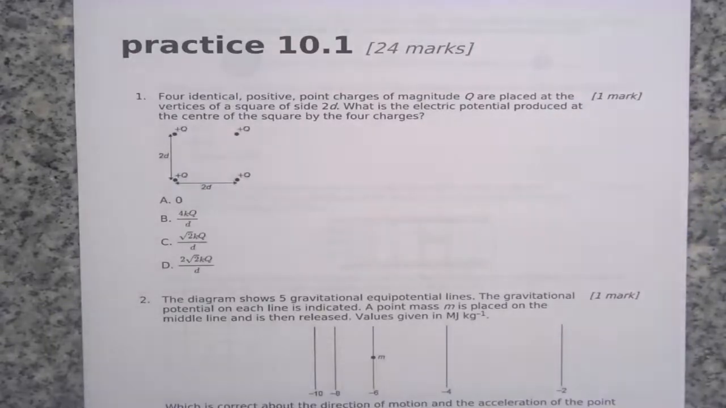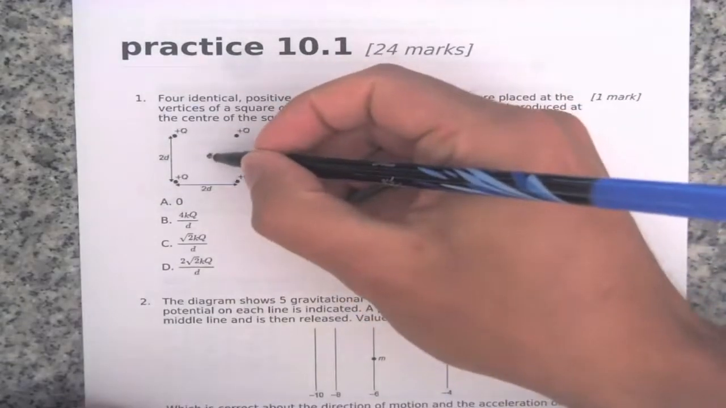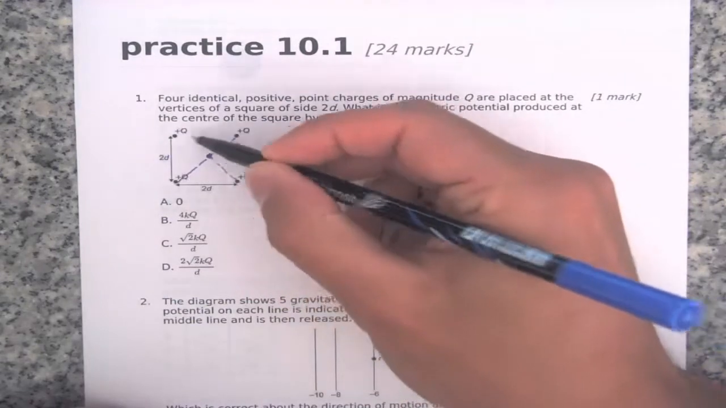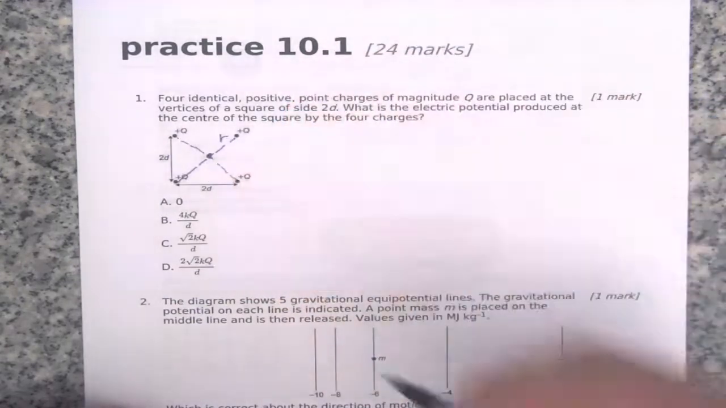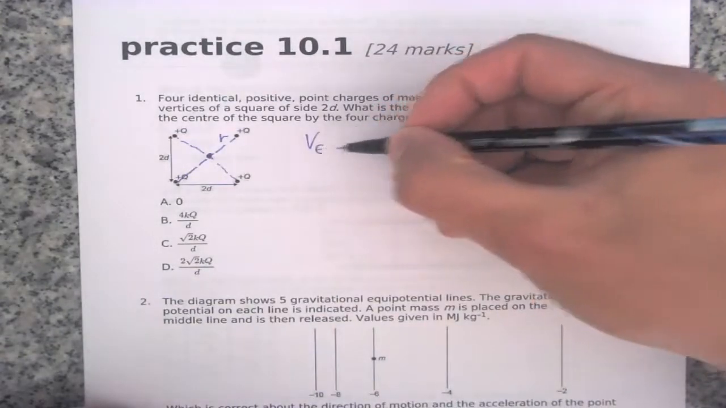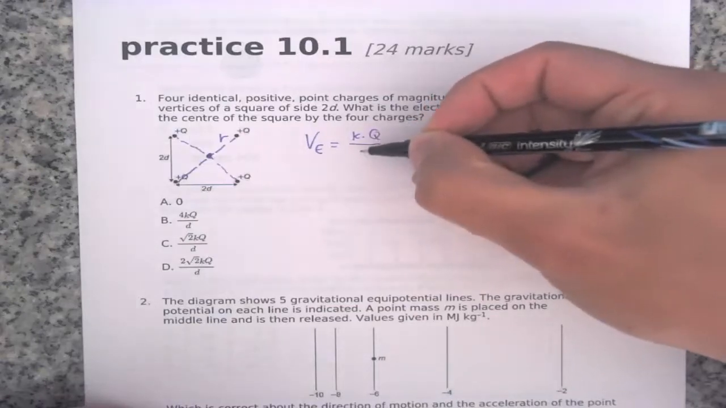So number one, it says 4 identical positive point charges of magnitude Q are placed at the vertices of a square of side 2D. What is the electric potential produced at the center of the square by the 4 charges? So we try to find the electric potential here at the center. So this is the distance between every different particle. Let's call it distance r. So the electric potential is K times Q divided by R.